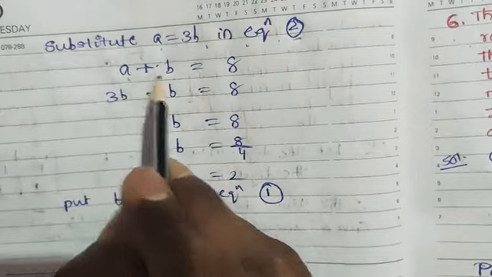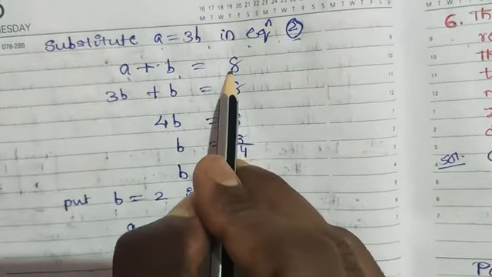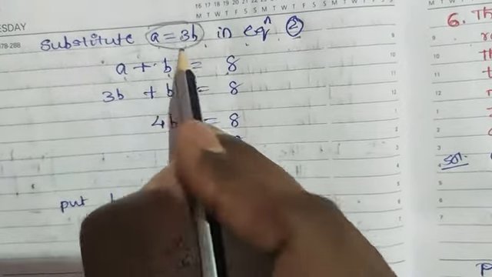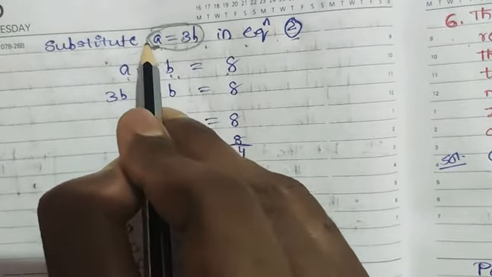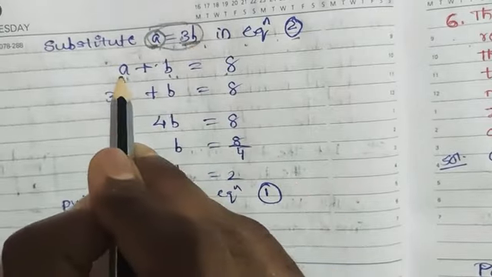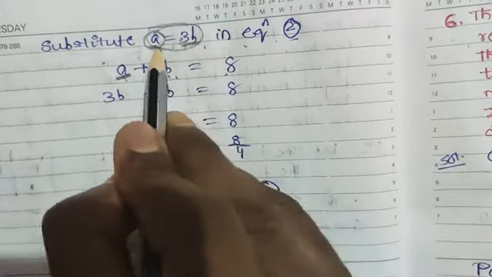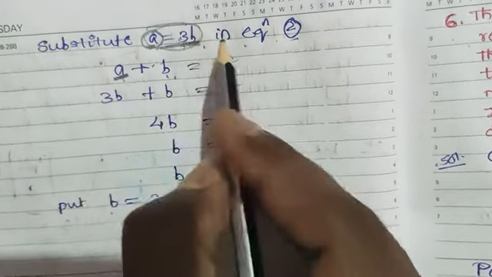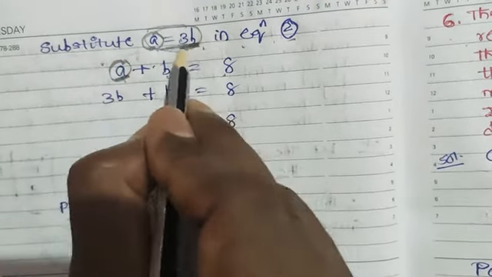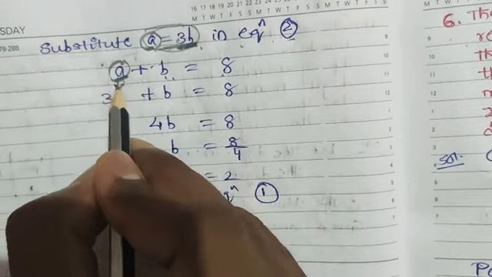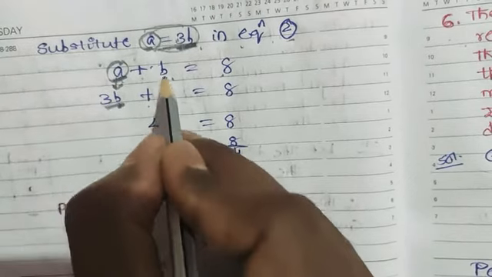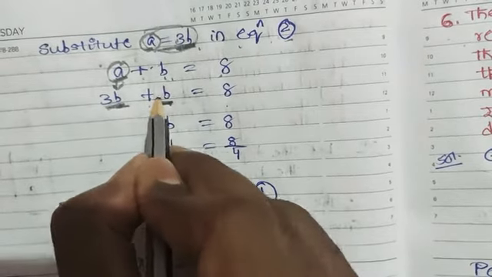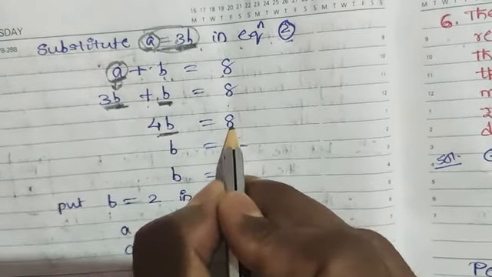Equation number 2 is nothing but A plus B equal to 8. So A equal to 3B is the first equation, and that one we are writing in the second equation. A equal to 3B means wherever A is there, put there 3B. That means the A value we are substituting as 3B. So in A's place we can write 3B plus B is equal to 8. 3B plus 1B is nothing but 4B is equal to 8.